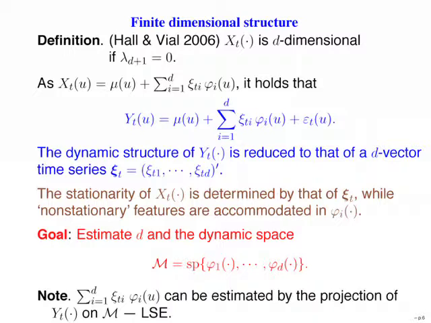Since we assume this is white noise, the dynamic structure of Y is entirely determined by the dynamic structure of the d-dimensional vector process. In this way, we reduce the dimensionality. So, in a way, the whole exercise is not really trying to do a functional curve time series analysis. It's trying to transform this functional form into what we know, the vector process. This is what we're trying to do.